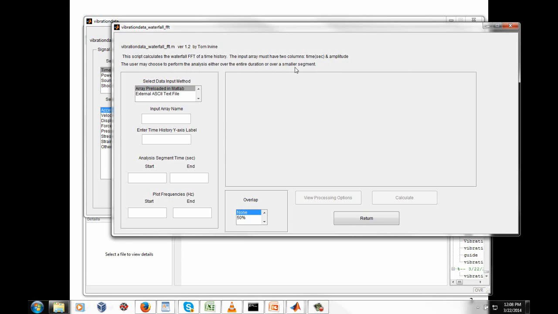So one of the decisions we're going to make is, first of all, do we want the whole time history or do we want just part of the time history? And then if we decide we just want a smaller segment of the time history, then with our Waterfall FFT, we're going to subdivide that into yet smaller segments, a series of consecutive smaller segments. Those smaller segments might be exactly consecutive with no overlap, or they may have 50% overlap.